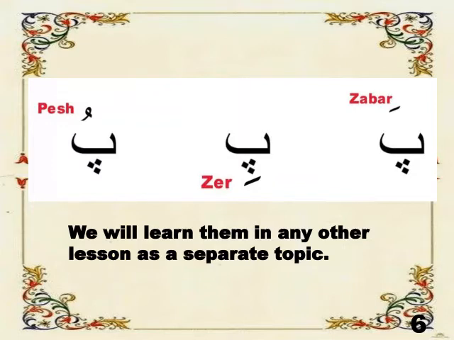For instance, if I place zabar on pe, the sound will become pa. If I put a zair below the alphabet, it will become pi. And if I place pesh, it will be placed above the alphabet and the sound will become poo. We will learn them in another lesson as a separate topic, inshallah.